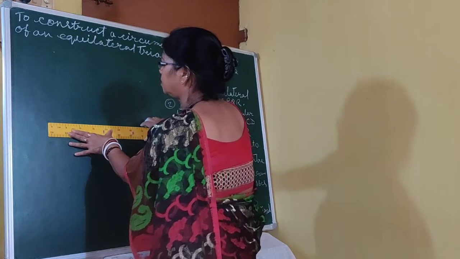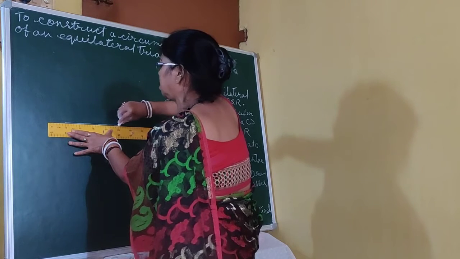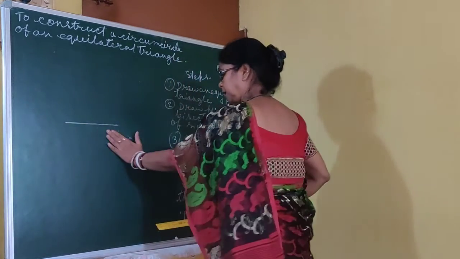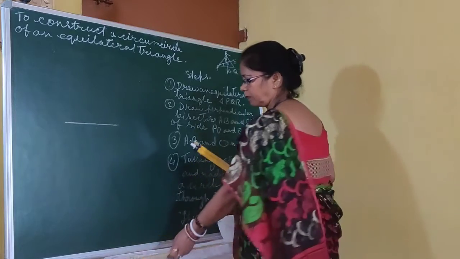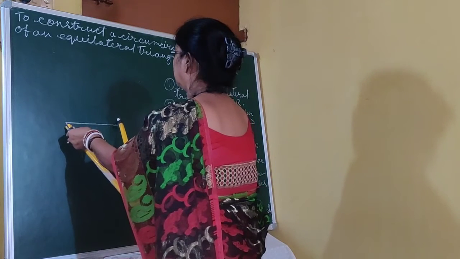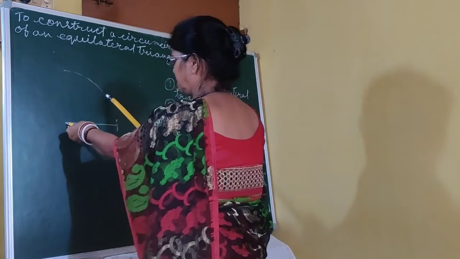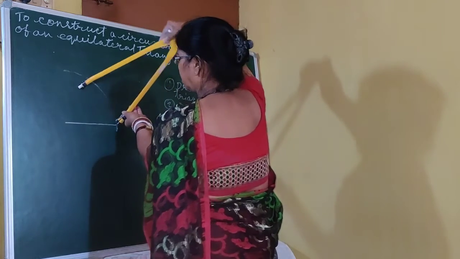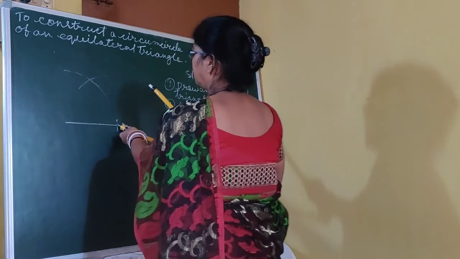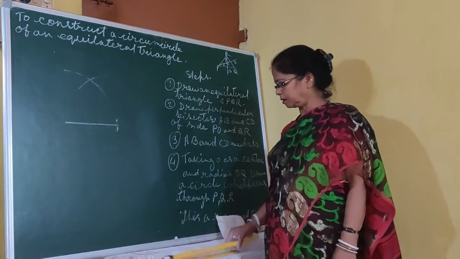So any measurement I'll take. And with this measurement, I will draw the same measurement here. One side is given this length, and I'm drawing another two of the same length. Then here, all three sides are equal. It is called an equilateral triangle. To construct a circumcircle of an equilateral triangle.